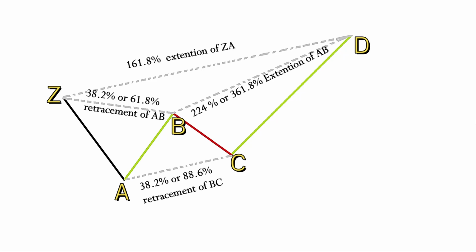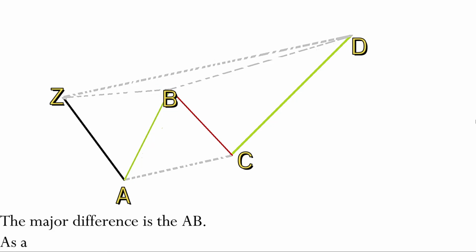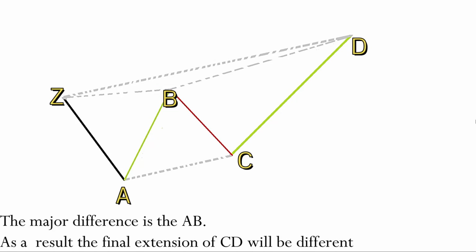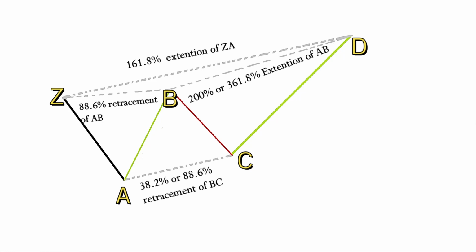Another slightly different variation, well known, is the dip crab. This is slightly different from the crab pattern outlined above. The only difference is the BC projection can range from 2.24 to 3.618. This length makes the difference between crab and the dip crab.